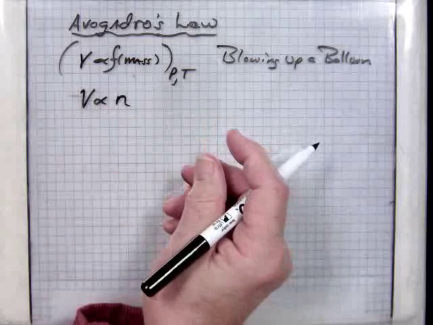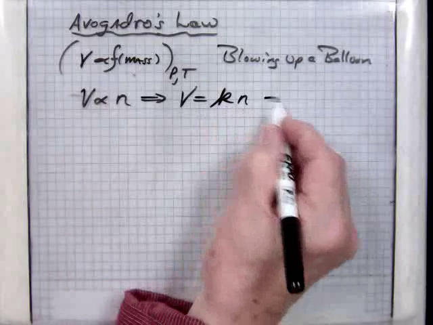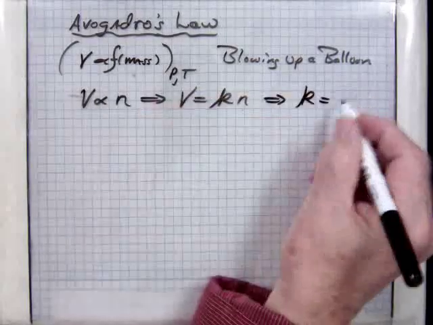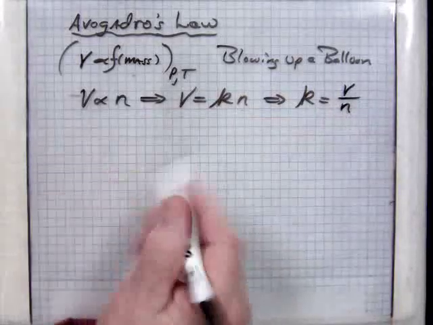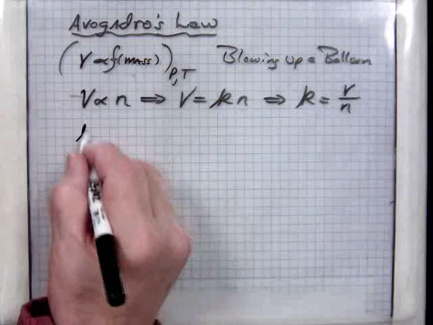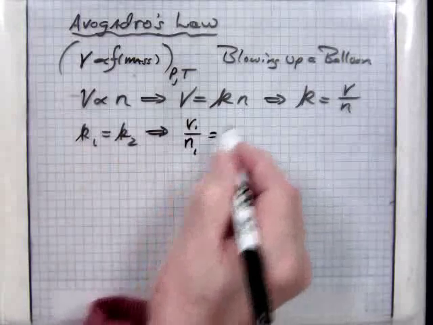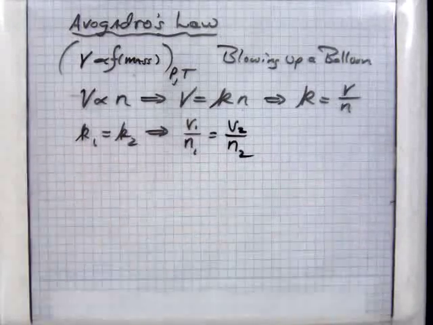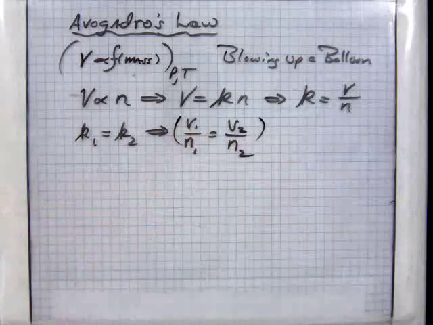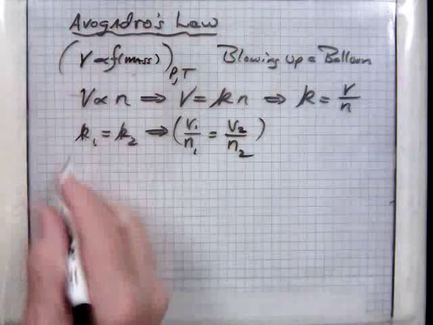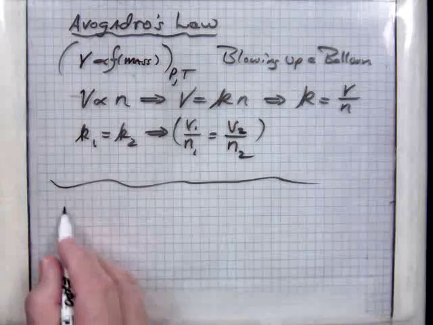Usually they'll list it in moles. And of course that includes the proportionality constant, and we solve for K. And so K equals V over mass. And for case 1, case 2, K1 equals K2, then V1 over mass 1 equals V2 over mass 2, like that. And so this is the empirical formula for Avogadro's law.